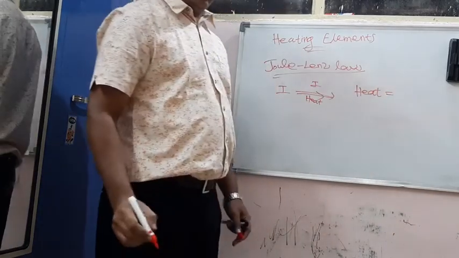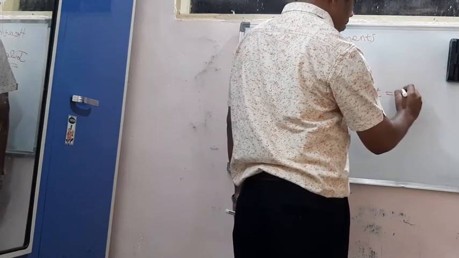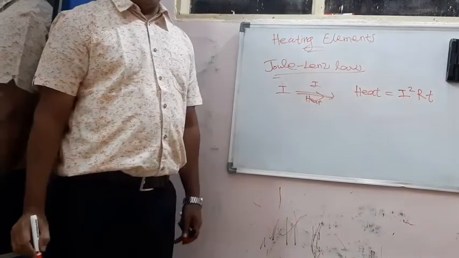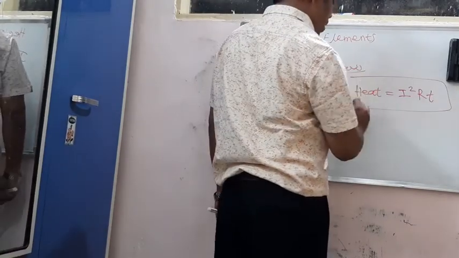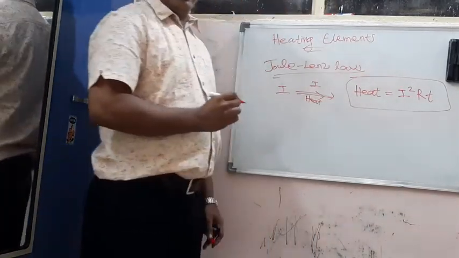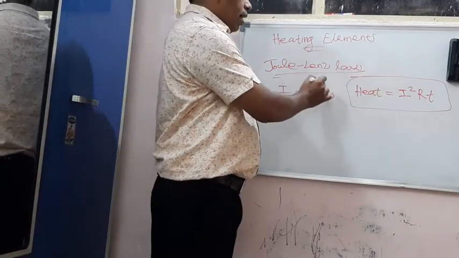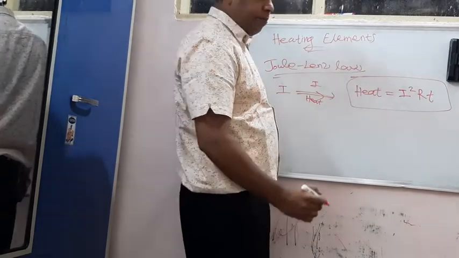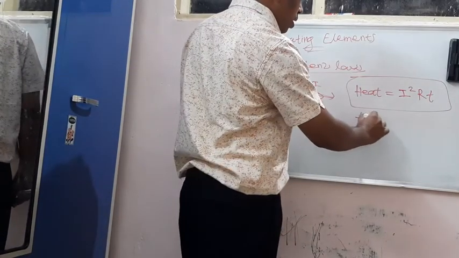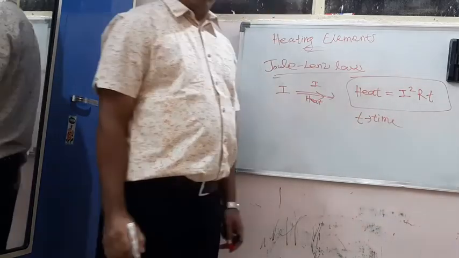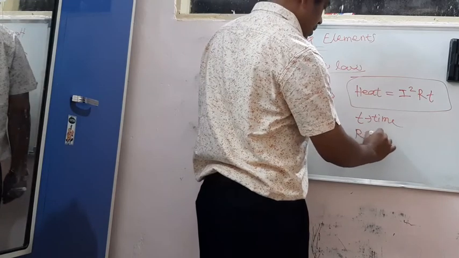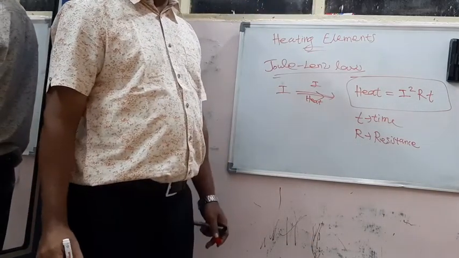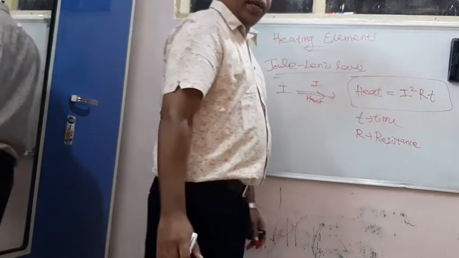Heat produced is equal to I squared R T. The generated heat is equal to I squared R T, where I is the current flowing through the conductor for a particular time, so T is time, and R is the resistance of the conducting wire or conducting material. I is the electrical current.